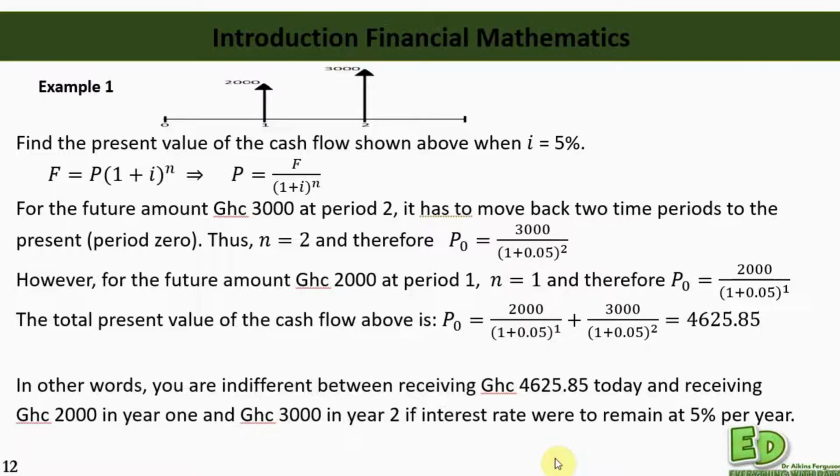So if you decide not to take 2000 in year 1 and receive 3000 in year 2, then if you want the amount presently, this is what those two values over here are worth in today's terms, right?